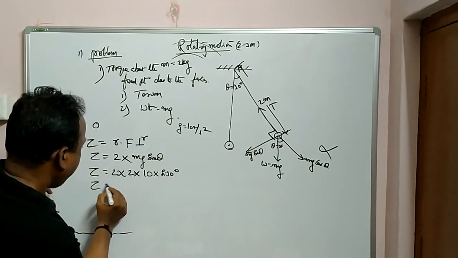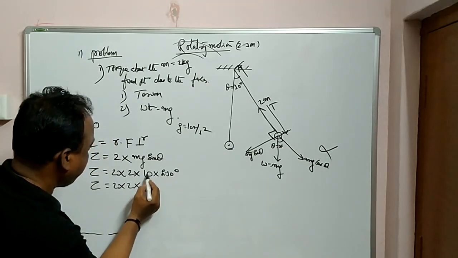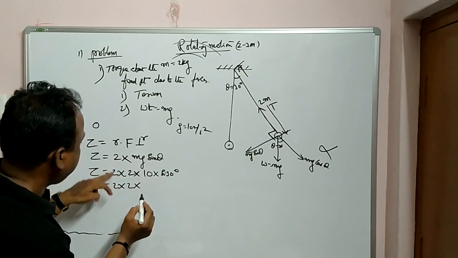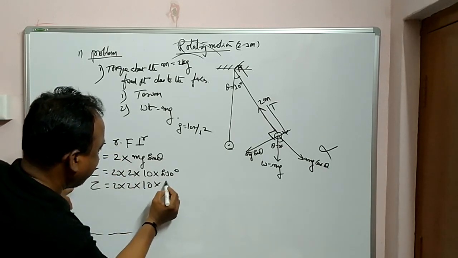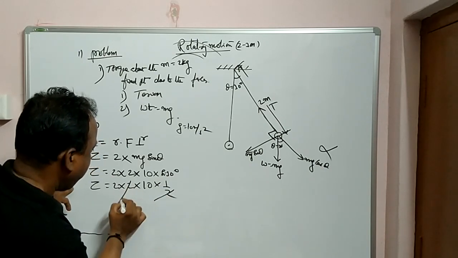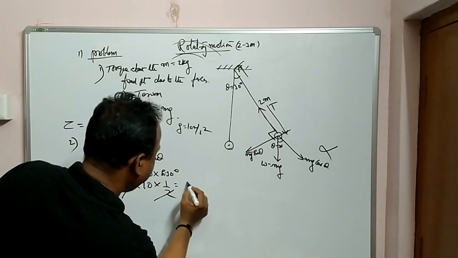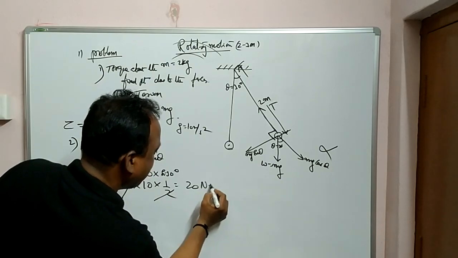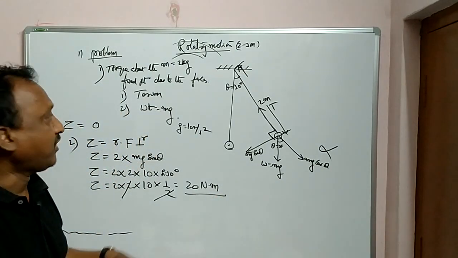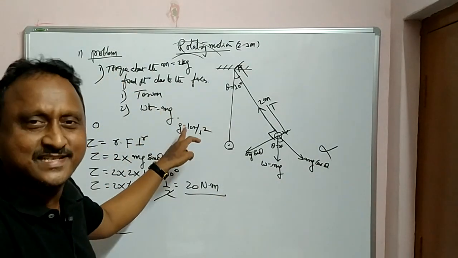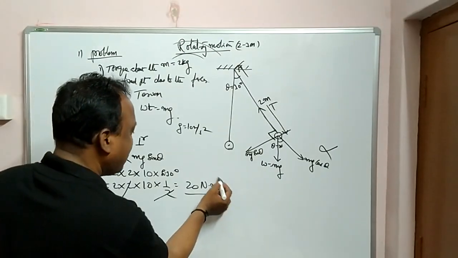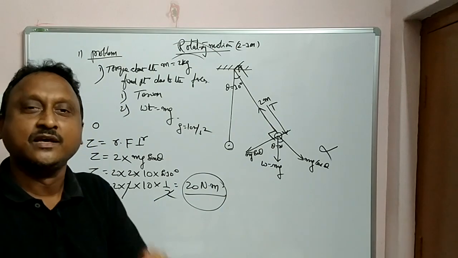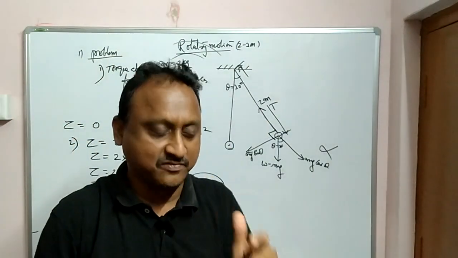Therefore torque is equal to 2 into... r is 2, force is mg, 2 into g 10, into sin 30, which is half. The 2s cancel, 10 into 2 is 20. And what is the unit? Newton meter, the SI unit. What is the unit of torque? Torque is force into distance. The unit of force is newtons, distance is meter. So 20 Newton meter is the torque acting only because of the force, that is the weight.